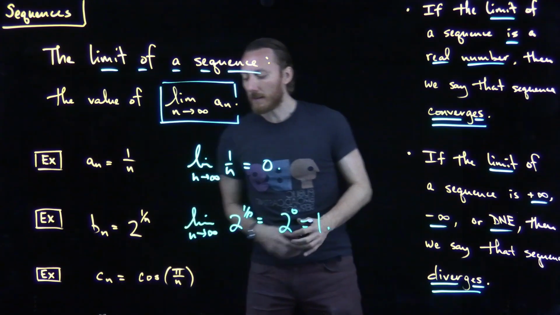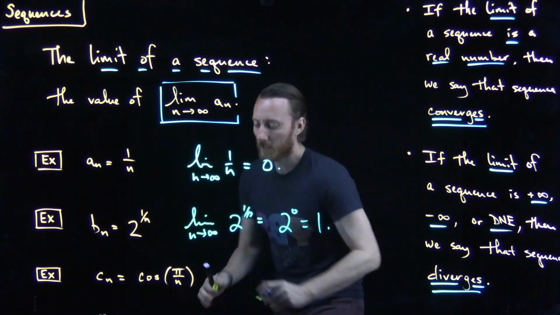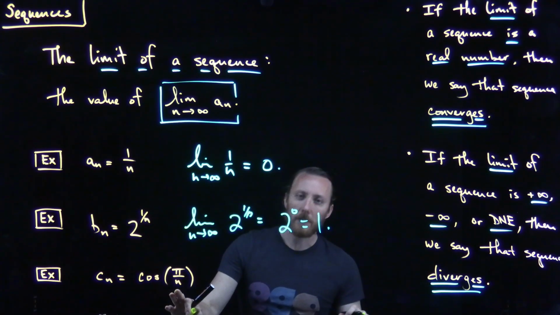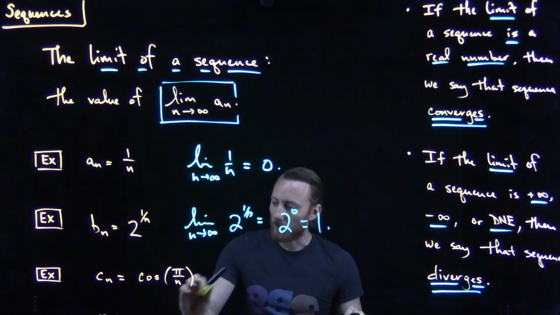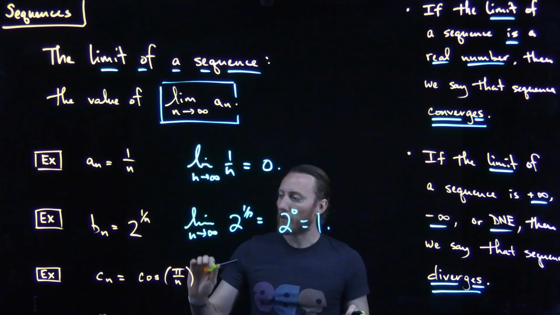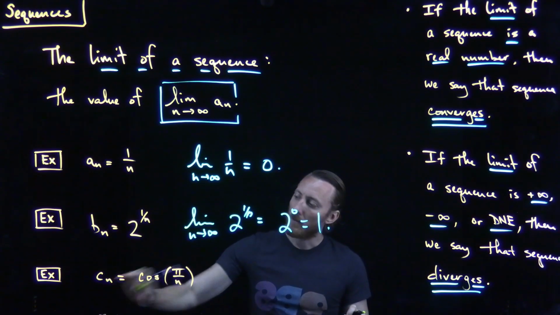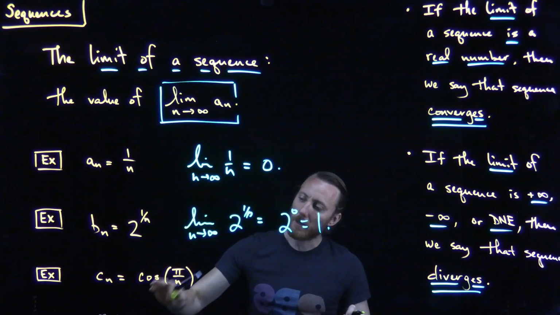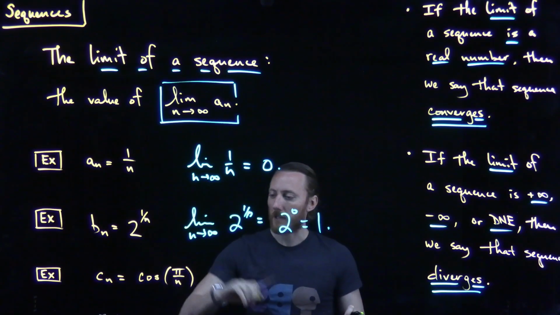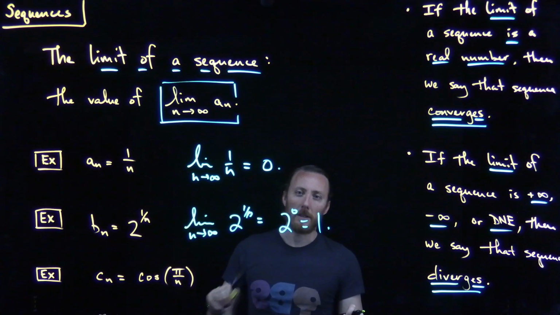What about the c sub n's? We could determine the limit of this sequence as well. If you think about this sequence, imagine plugging in different natural numbers, different positive counting numbers. The first number in the sequence, c sub 1, would be cosine of pi over 1. The second number, c sub 2, would be cosine pi over 2. The third, cosine pi over 3, cosine pi over 4, and so on.